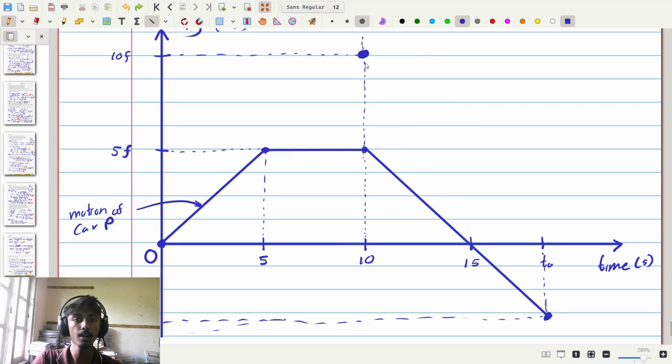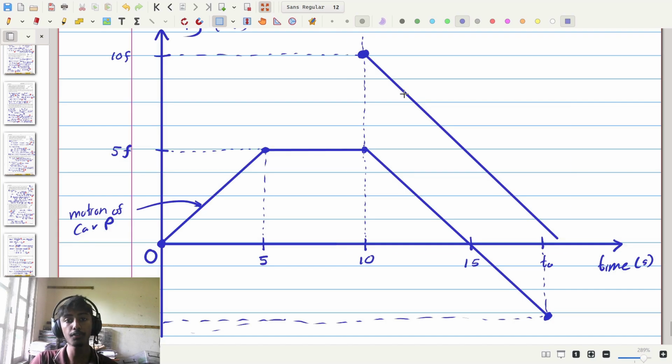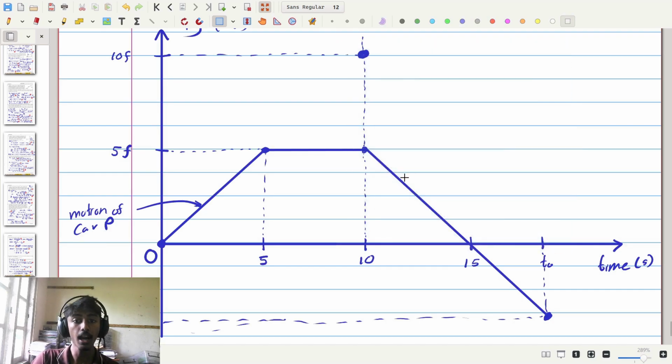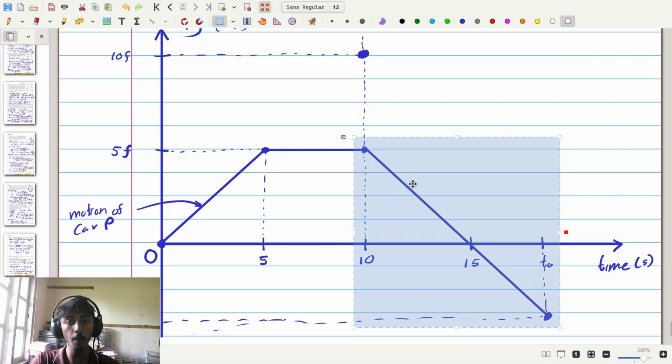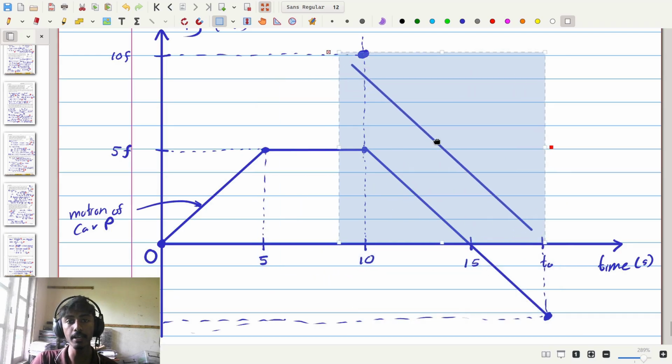So therefore, in this graph, I need to draw a line from this point that is exactly parallel to the line that is corresponding to the motion of the car P from t equals 10 seconds forward. So for this, since I am doing this digitally, I'm actually going to take this line, copy it, paste it, and bring it over here.